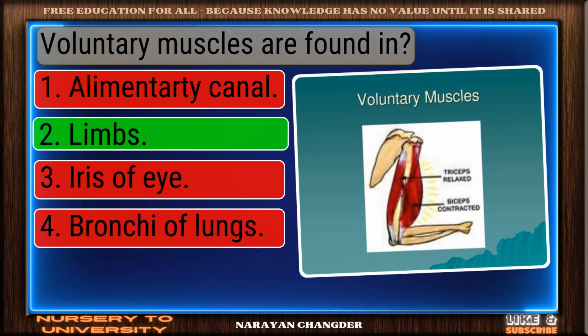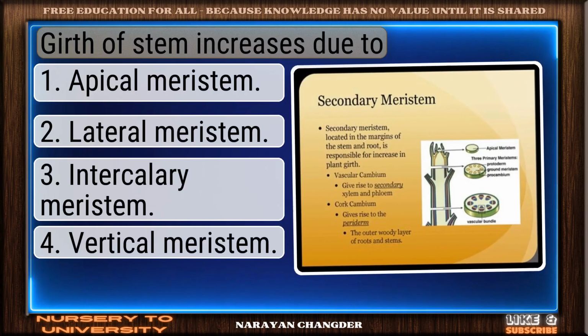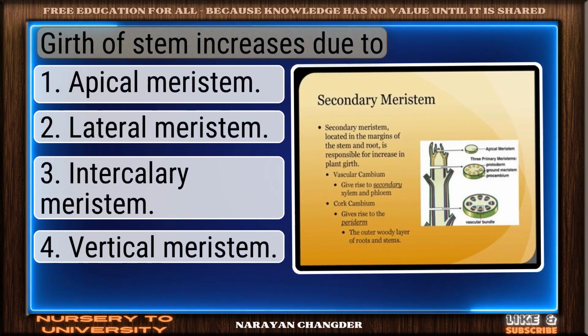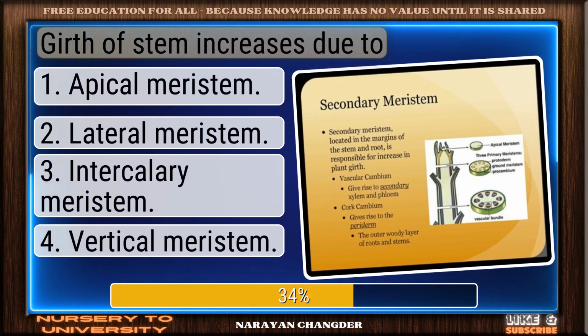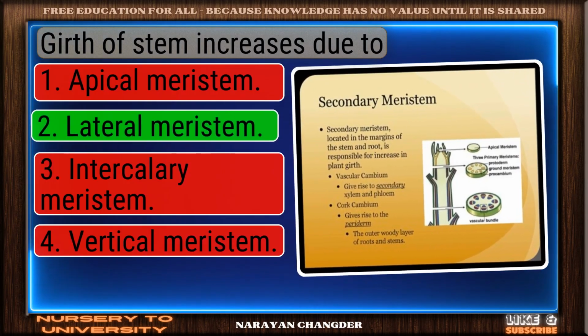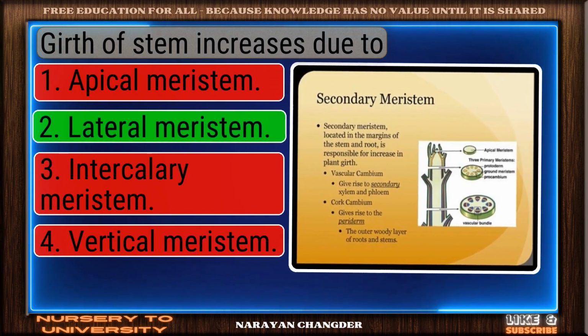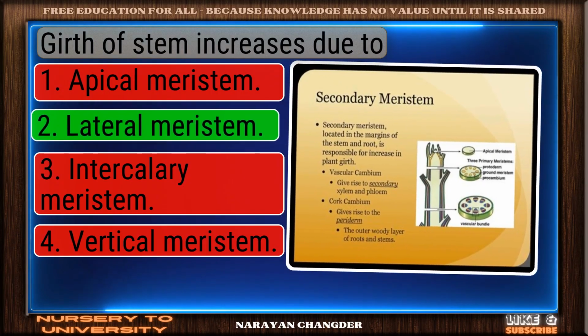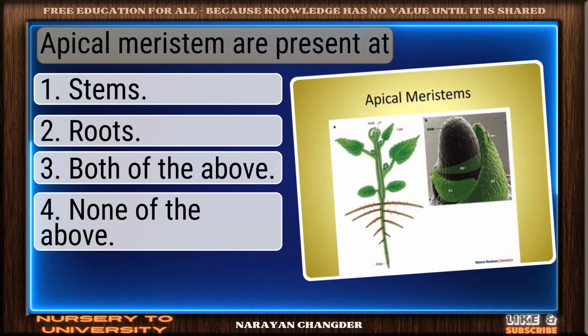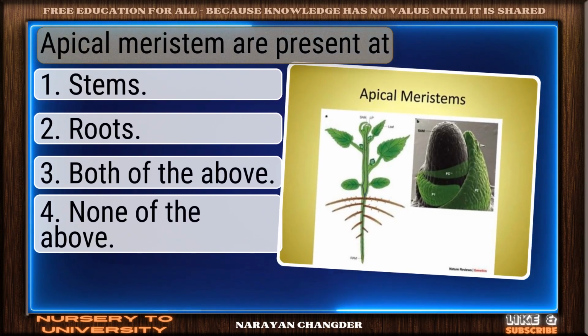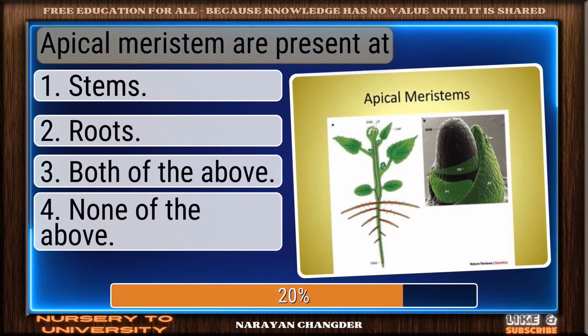Excellent. Limbs is a brilliant choice. Question number 102. Girth of stem increases due to. Right choice. Lateral meristem is the best answer. Question number 103. Apical meristem are present at.